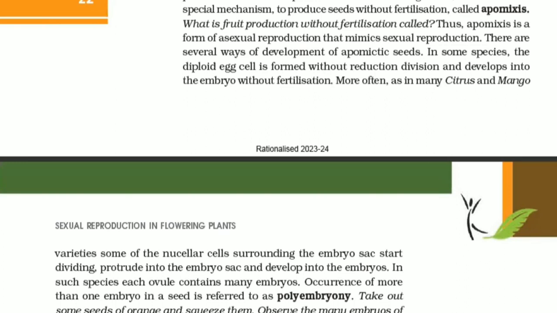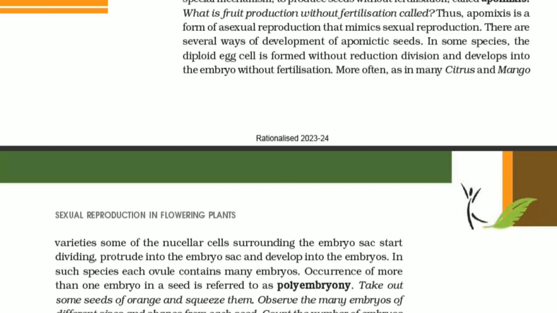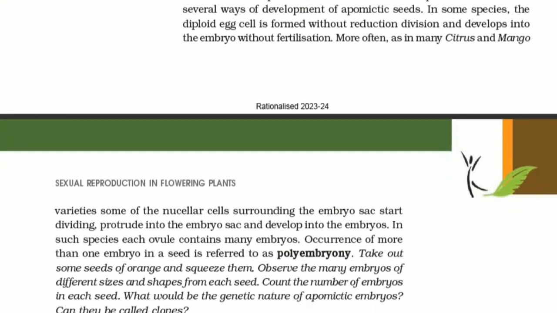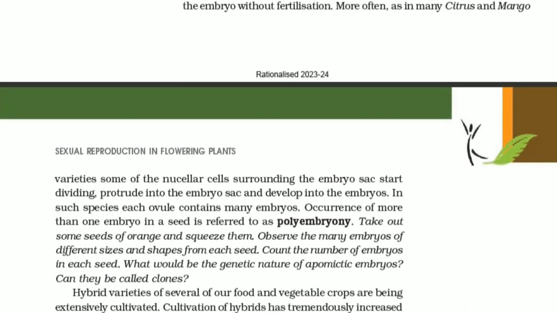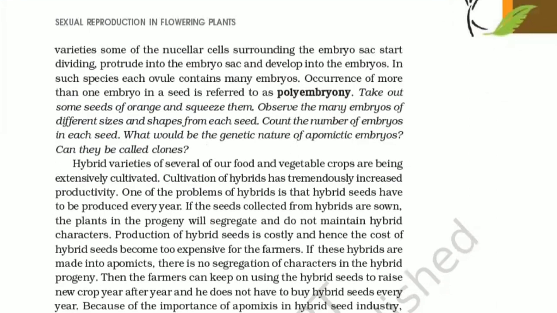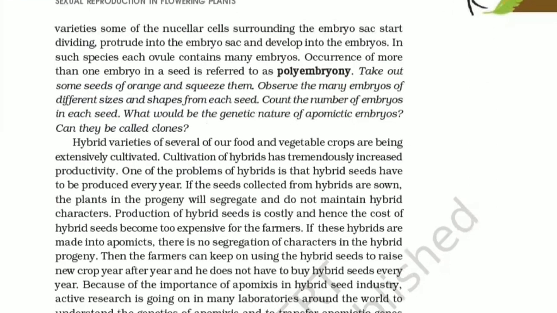There are several ways of development of apomictic seeds. In some species, the diploid egg cell is formed without reduction division and develops into the embryo without fertilization. More often, as in many varieties of citrus and mango, some of the nucellar cells surrounding the embryo sac start dividing, protrude into the embryo sac, and develop into the embryos. In such species, each ovule contains many embryos. Occurrence of more than one embryo in a seed is referred to as polyembryony.